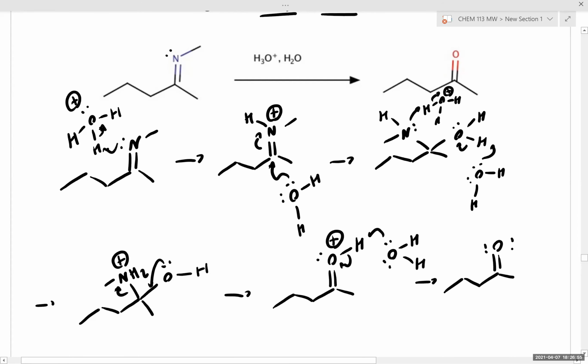Does this mechanism make sense to everyone? Does everyone notice how it's just the same mechanism for imine formation in reverse? Any other questions that I can address on this example? Okay, so let's keep going now.